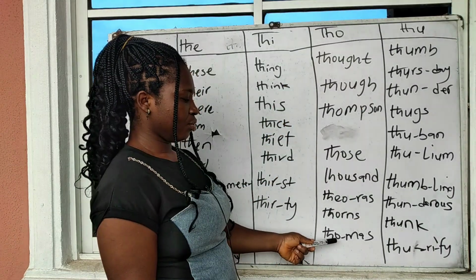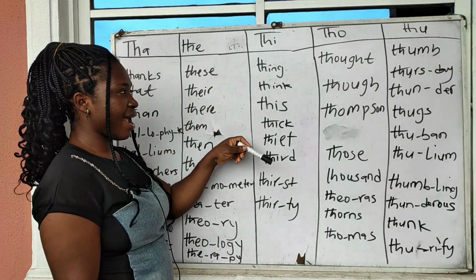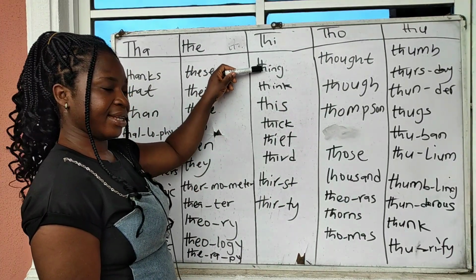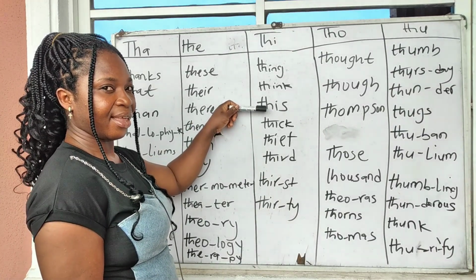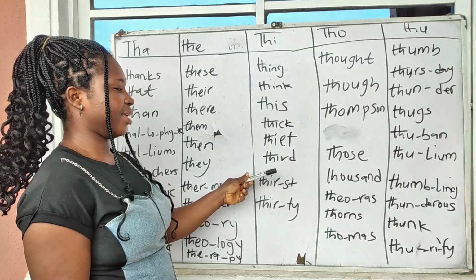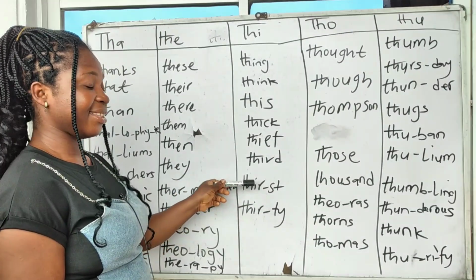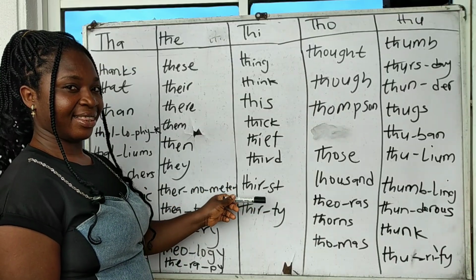We have Thomas. And right here we have thin, think, this, thick, thief, third, test, 30.